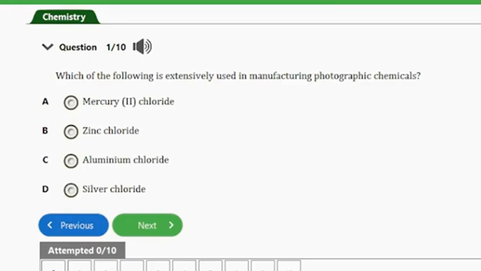It says, which of the following is extensively used in manufacturing photographic chemicals? A. Mercury 2 chloride. B. Zinc chloride. C. Aluminum chloride. D. Silver chloride. So guys, the answer to this question is option D, and that's silver chloride. Silver chloride is extensively used in manufacturing photographic chemicals. When it's exposed to light, silver chloride decomposes to form silver, which is used in the photographic development process. This silver forms the dark areas in the photographic image. And that's it for this question.